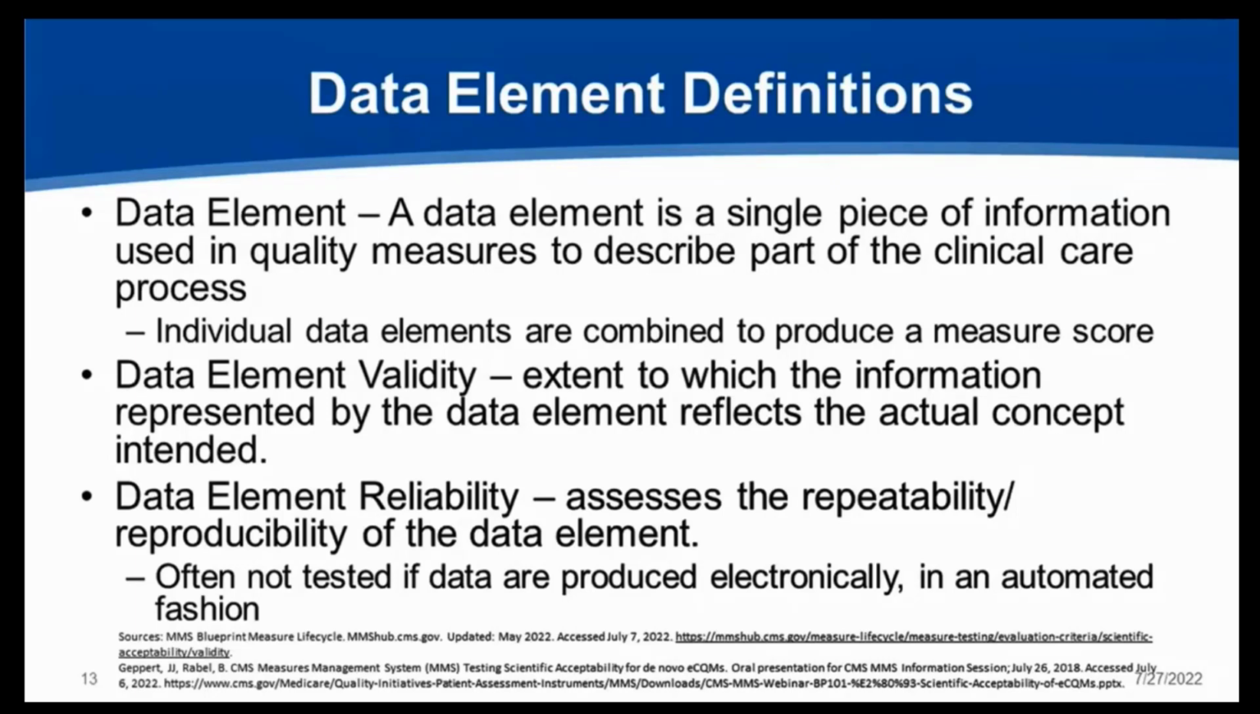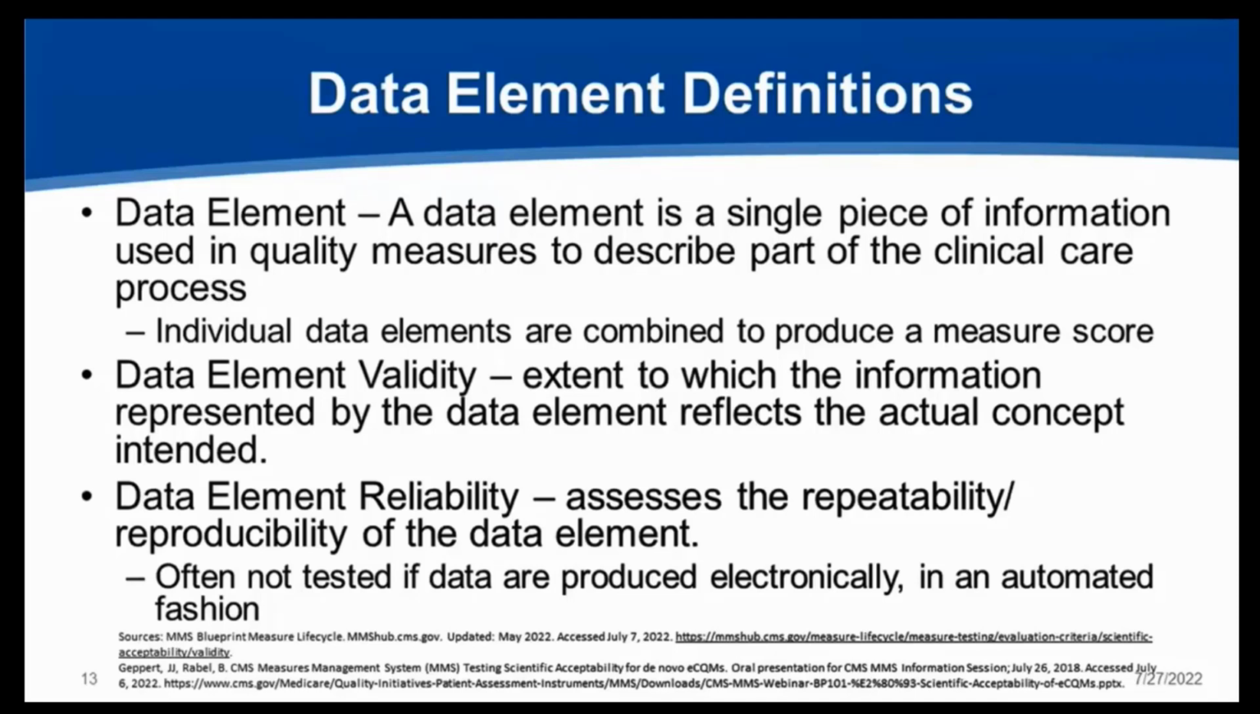And this measure happens to have an exclusion. That data element would be a diagnosis, that diagnosis being a diagnosis of HIV. So in summary, each measure component, each numerator, denominator, and exclusion, is made up of one or more data elements. And when we think about validity for data elements, we're thinking about the accuracy of those data elements.